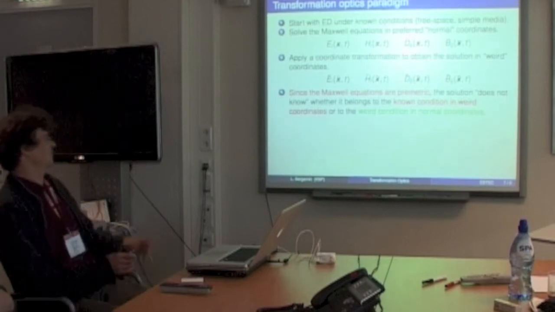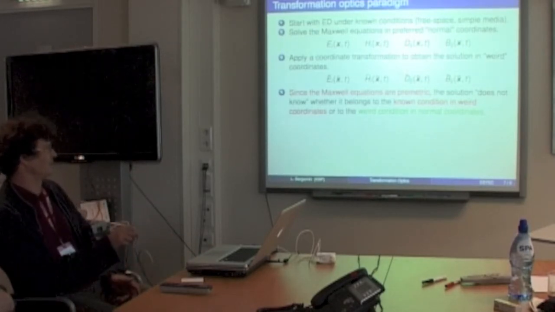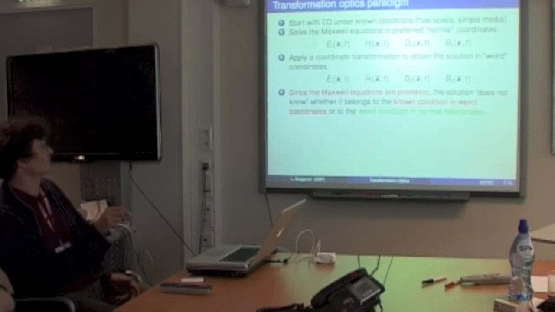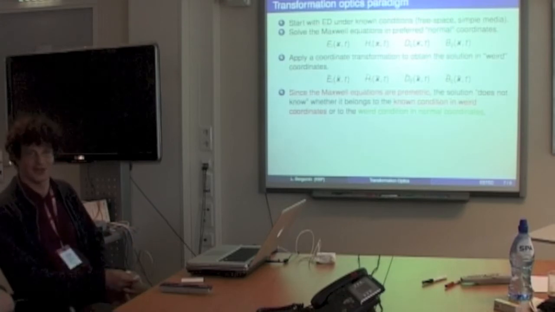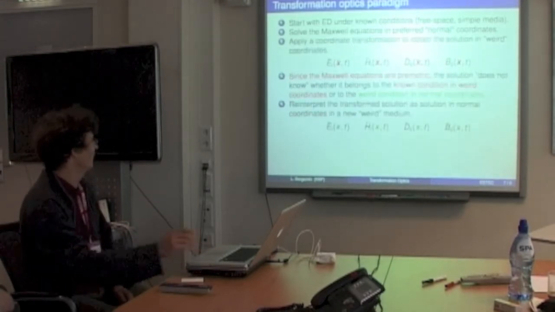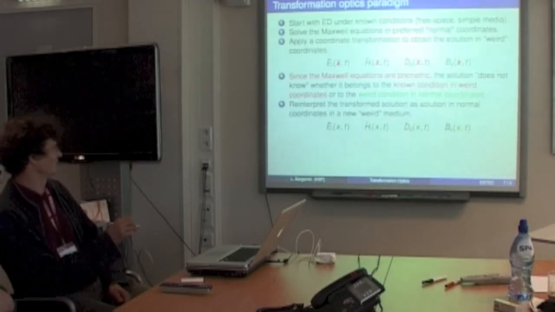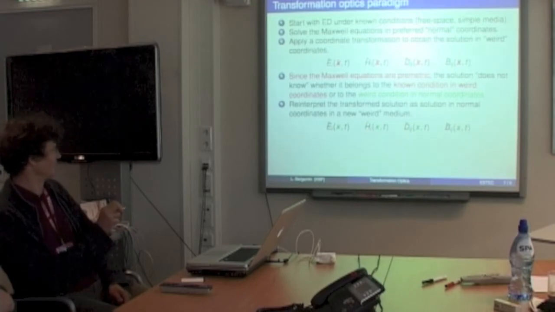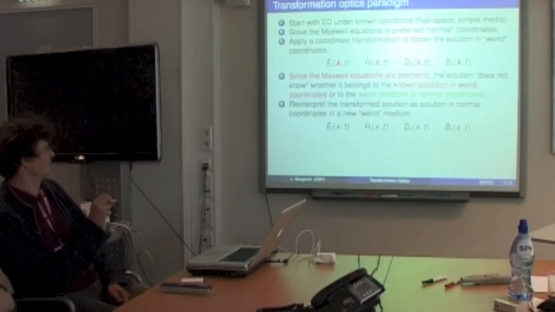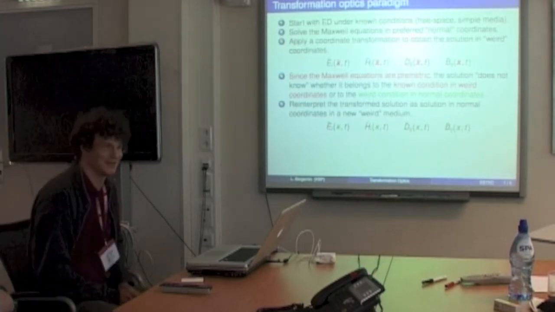Now, since the Maxwell equations are pre-metric, the solution, as I said, does not know whether it belongs to this known condition in weird coordinates or to the weird complicated condition in normal coordinates. It's just the same thing. And therefore, just reinterpret the transformed solution as the solution in normal coordinates with a weird medium. So replace x bar by x, but keep the bar over the field. That's important, keep the bar over the field.